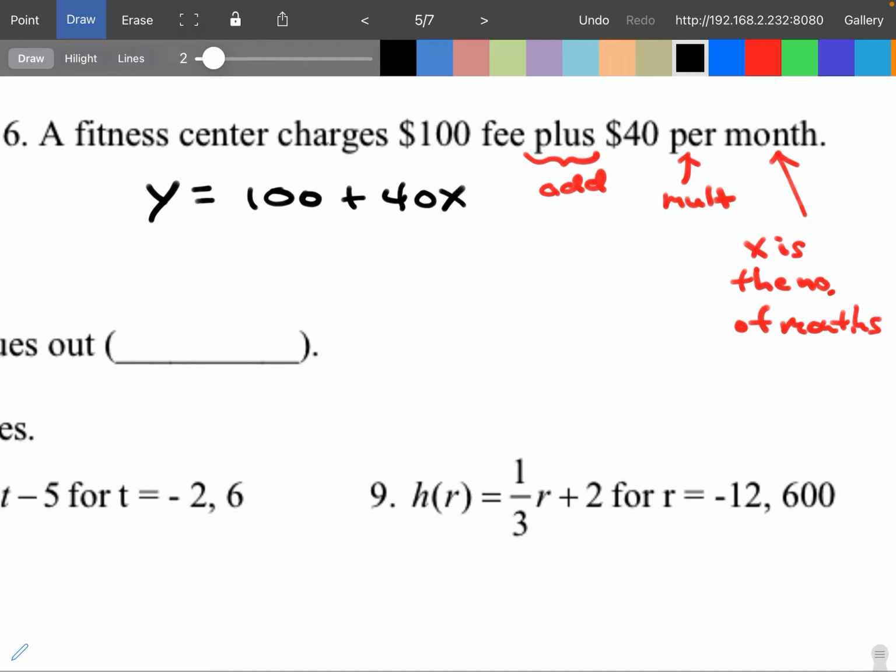All right, has anybody got the equation for this one then? Dewan? 100 plus 40x. Yeah, good. 100 plus 40x.